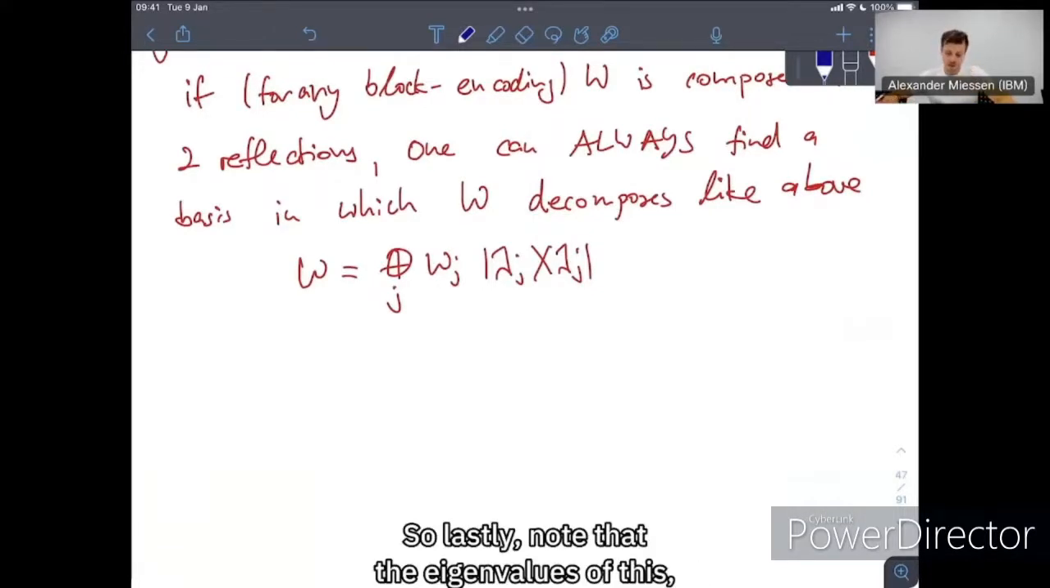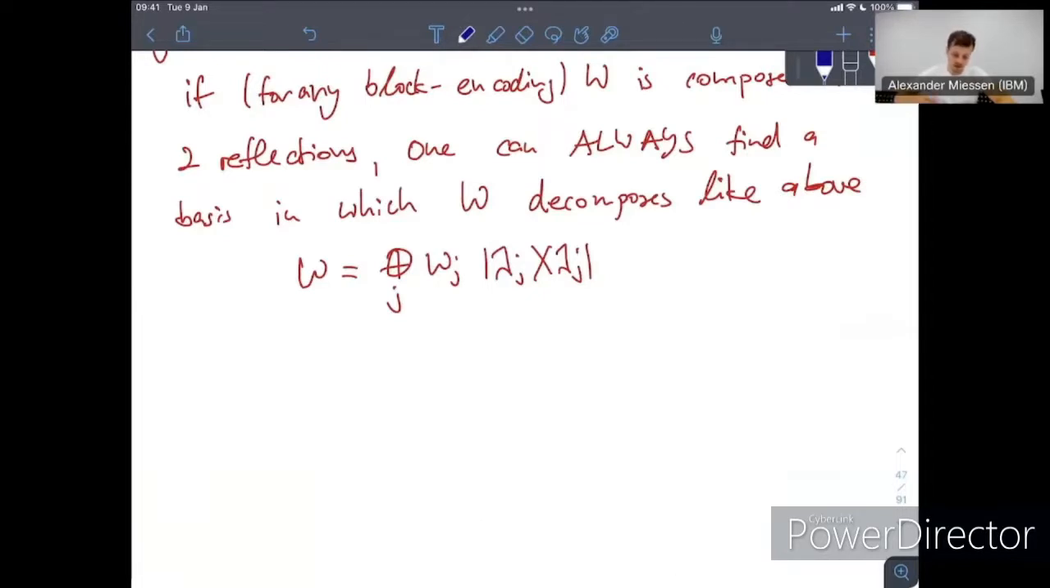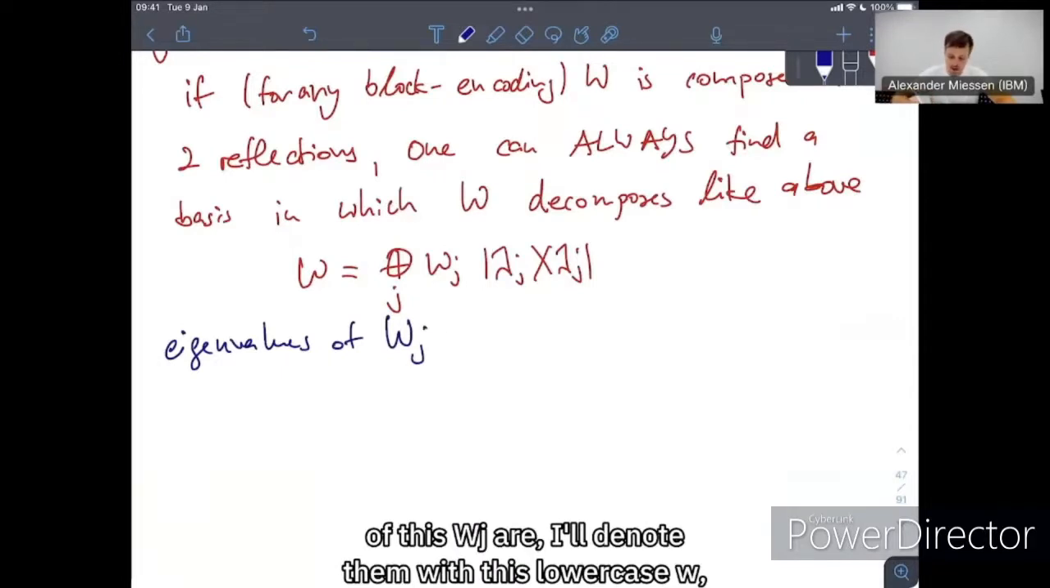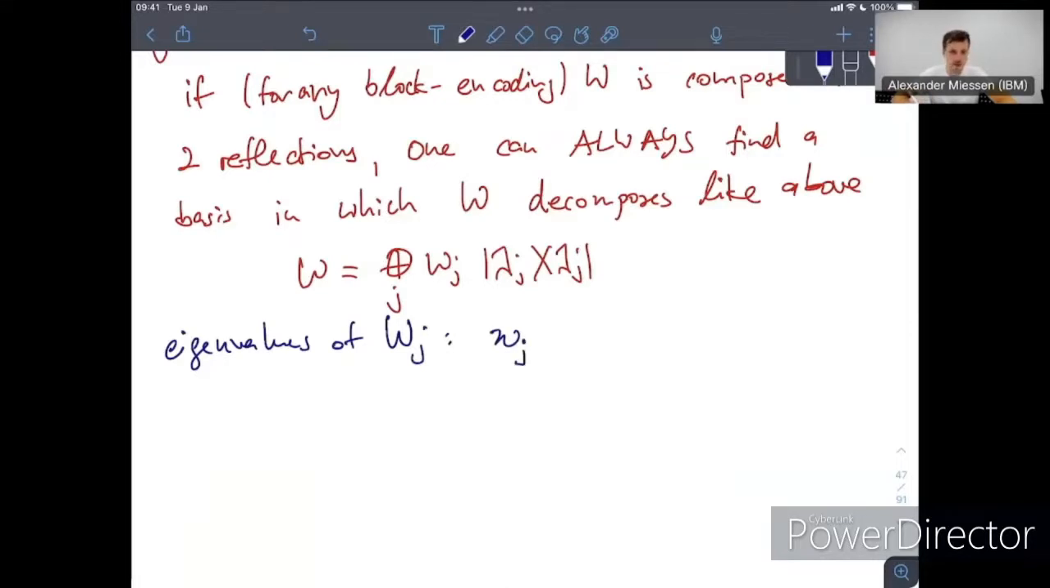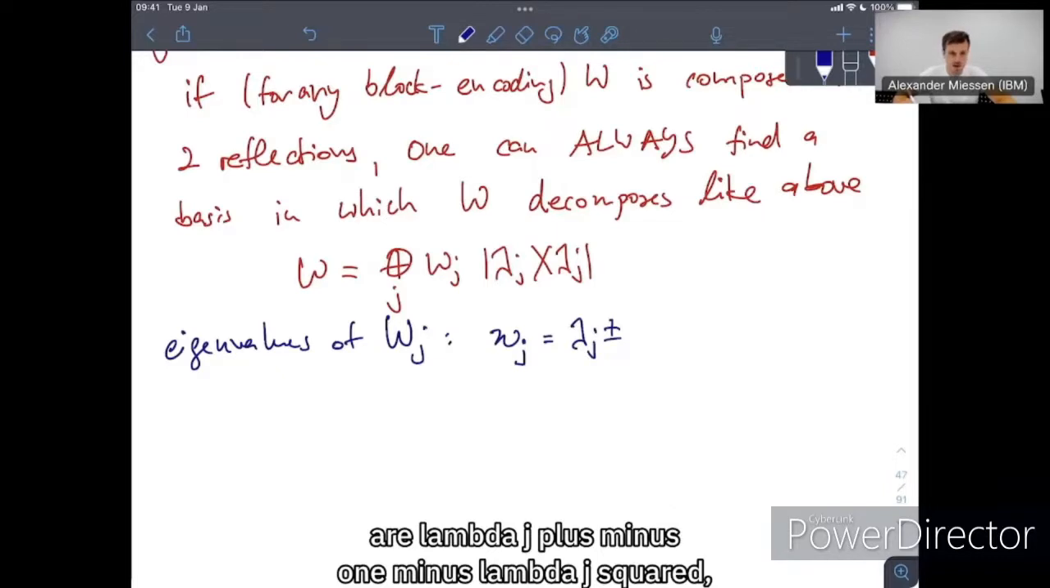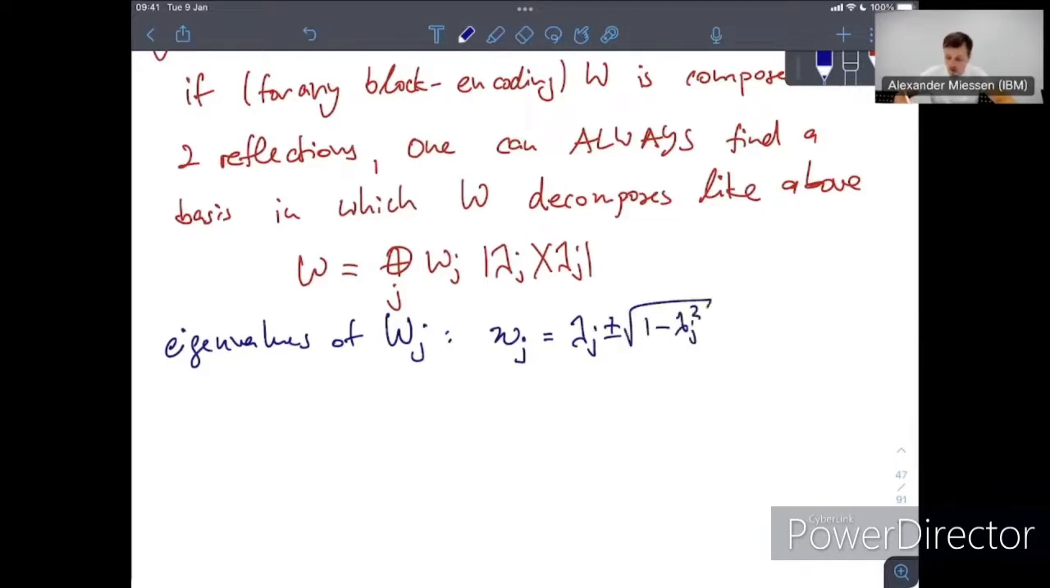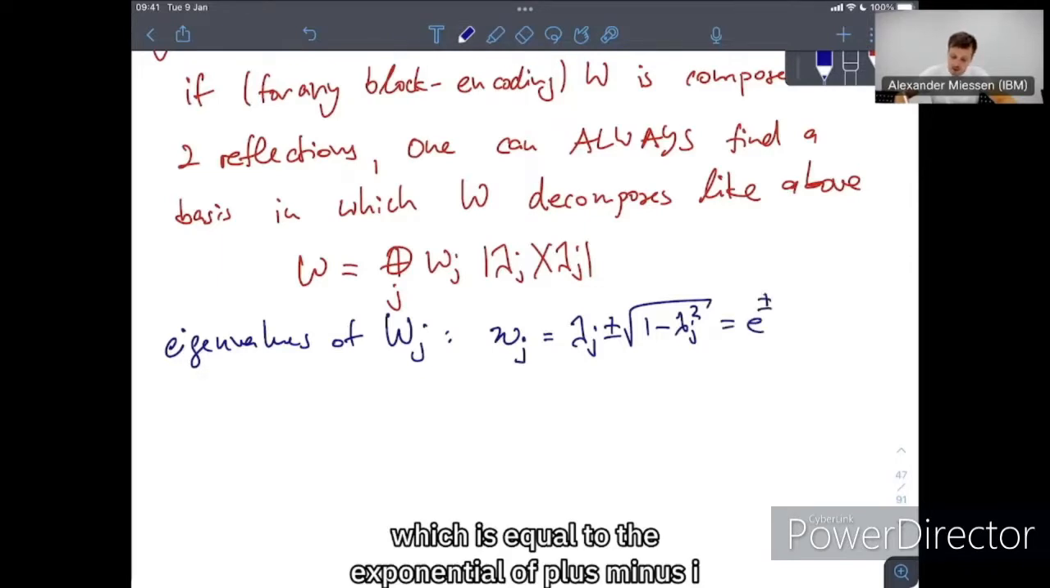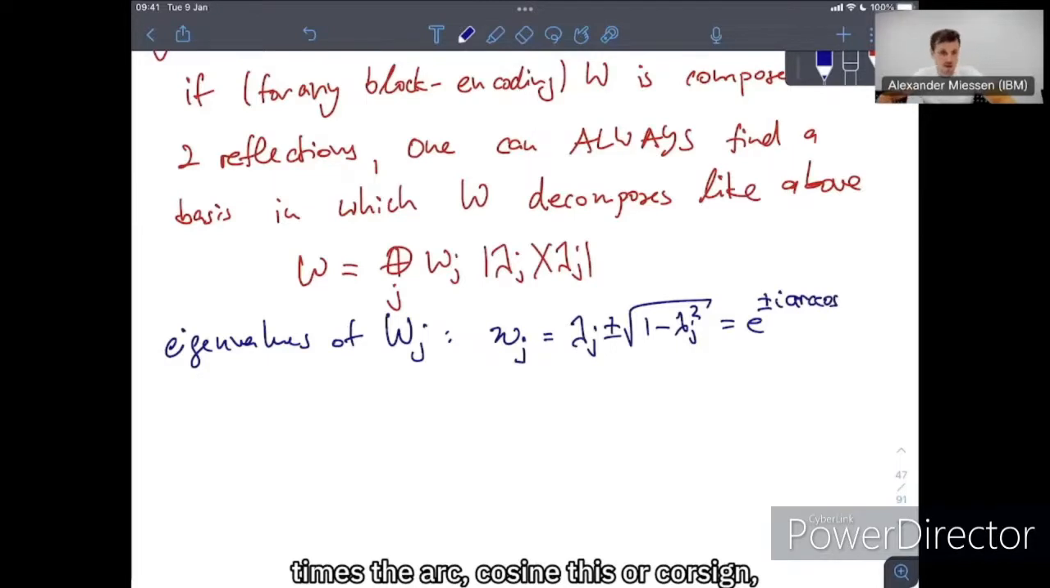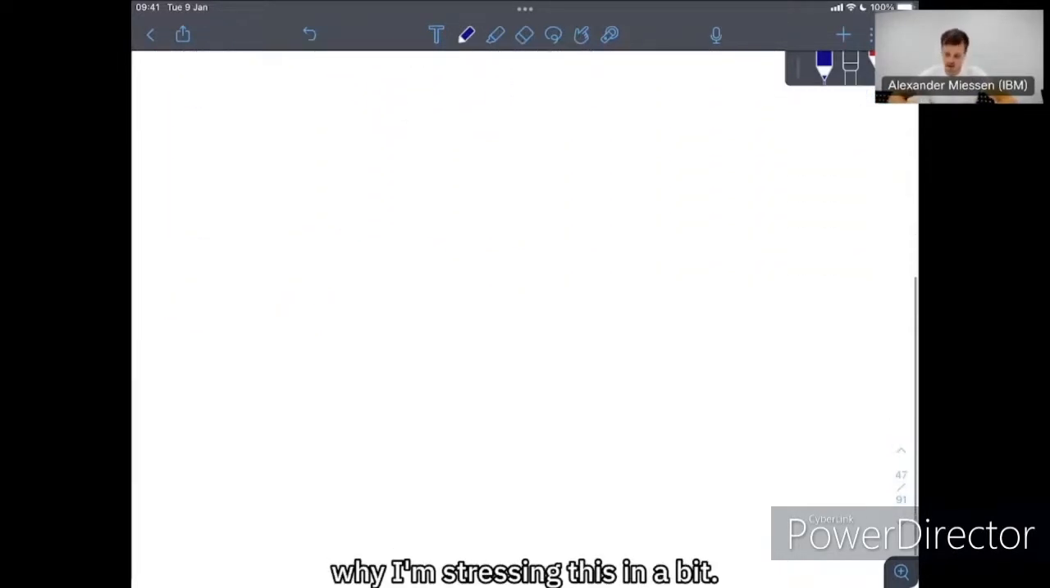So lastly, note that the eigenvalues of this W_j, I'll denote them with this lowercase w, are lambda_j plus minus i times the square root of 1 minus lambda_j squared, which is equal to the exponential of plus minus i times the arccosine of lambda_j, okay? Probably seems completely random to you, the fact that I'm telling you this, but it'll become hopefully more apparent why I'm stressing this in a bit.